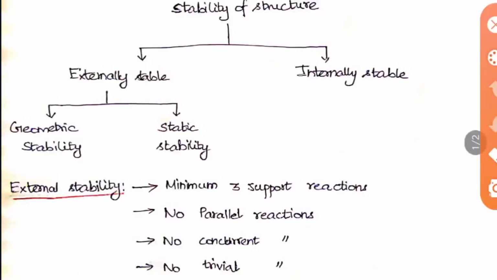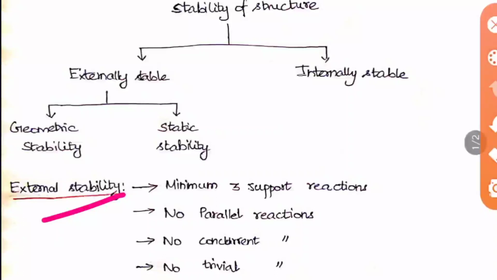So first let us see the external stability. When external stability occurs, or when that condition prevails, there should be at least 3 support reactions present in the structure. And then there should be no parallel reactions, no concurrent reactions, and no trivial reactions. So these are the conditions for the structure to be said to be externally stable.